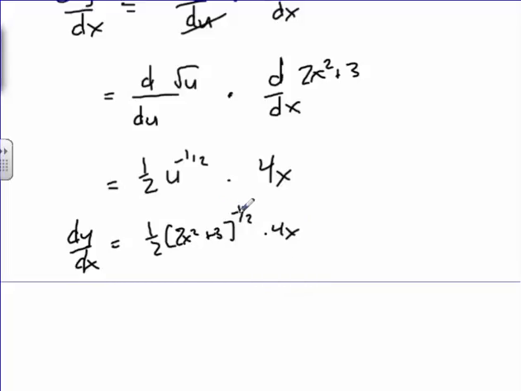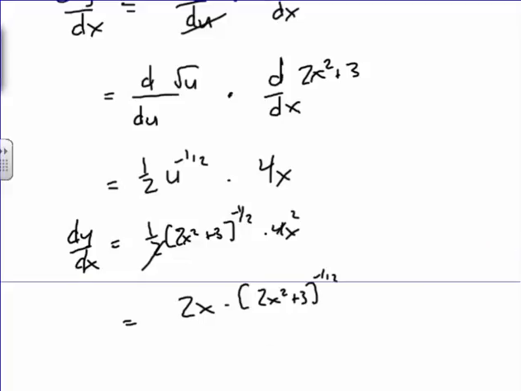Now, I'd be content if you guys left it there, but a lot of people would expect that you'd cancel this 2 and this 4. And maybe you'd simplify it a little bit and make it 2x squared plus 3 to the minus 1/2. They'd expect this 2 and this 4 should cancel. And they probably would write them in some sort of order where the single monomial type term would go to the front rather than at the back. So there is our derivative.